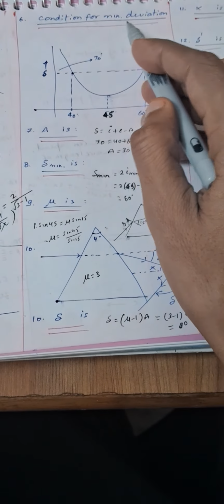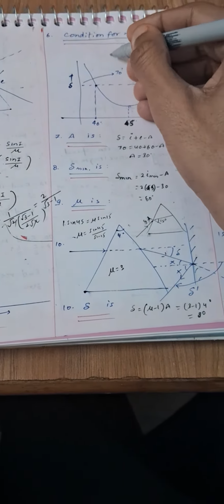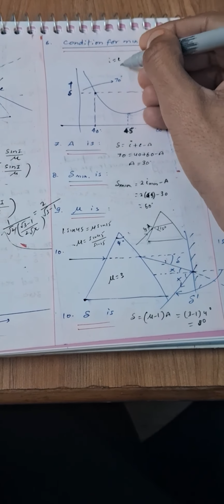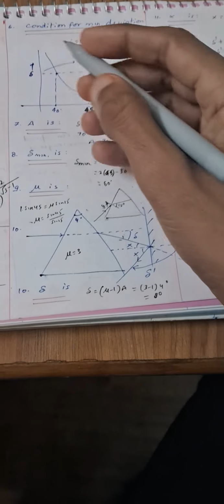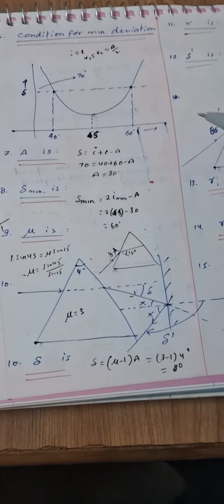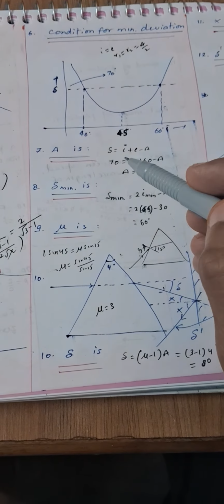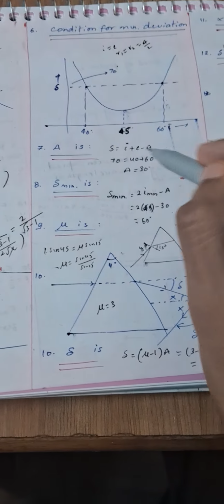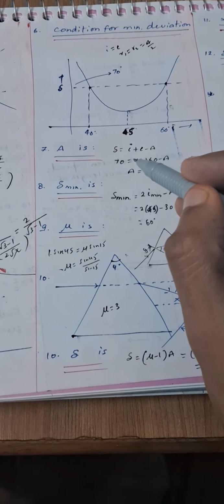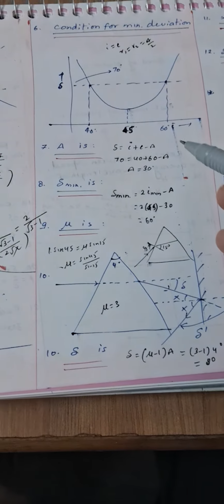Next is condition for minimum deviation. So for minimum deviation, I is equal to E and R1 is equal to R2 is equal to A by 2. Next we are given a graph of deviation versus angle of incidence, and we need to find angle A. So for that we know that deviation is I plus E minus A. So at this point deviation is 70, I and E are 40 and 60. So A comes out to be 30 from this graph.